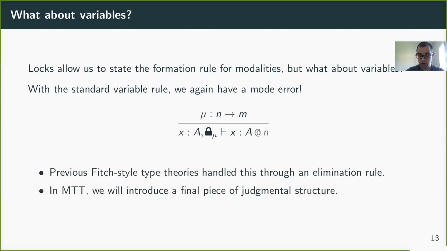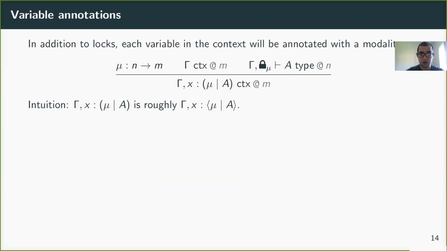Now here we're going to diverge from Fitch-style type theories with MTT. Previous Fitch-style type theories had an elimination rule for modalities, which was the other direction for transposition, and that allowed us to remove locks from context and thereby access variables behind them. In MTT, we're going to do something different.